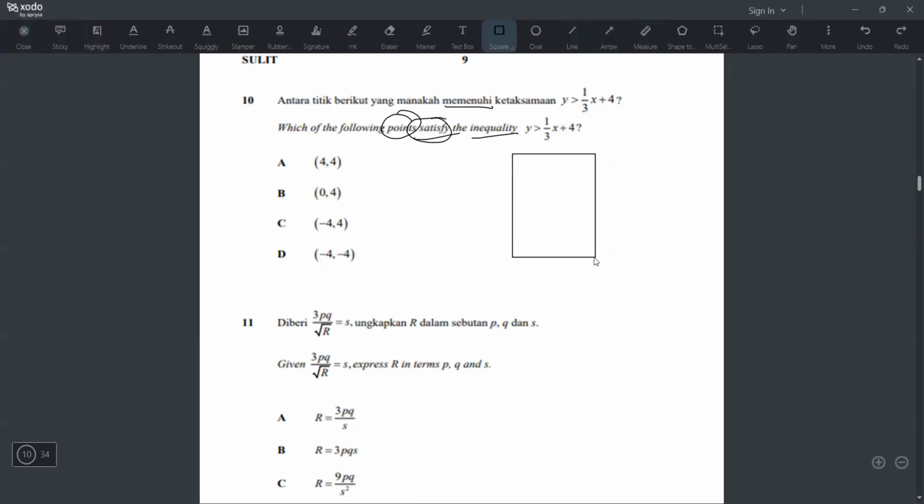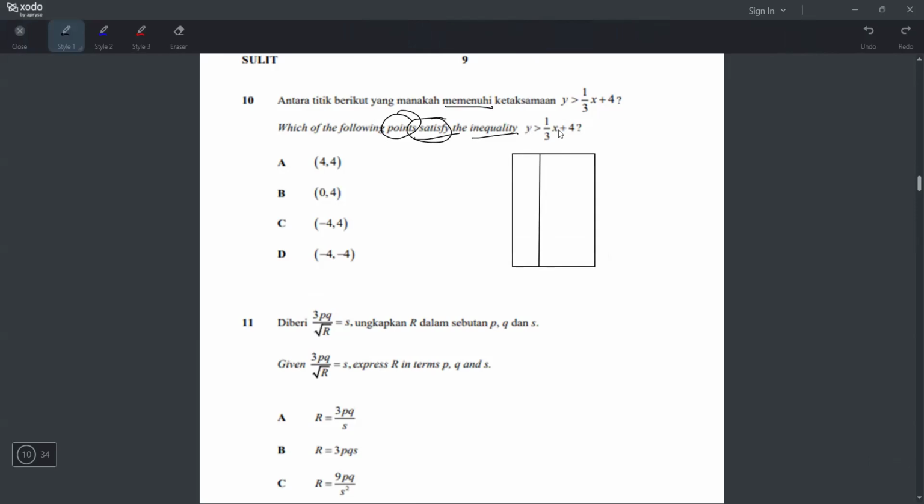So the method is like this: you make a table, and then you divide this table into left side and right side, right? On the left side, it says y. On the right side, it says 1 over 3x plus 4. So what you can do is just substitute inside and check whether your left-hand side is bigger than the right-hand side. If your left-hand side comes out bigger than the right-hand side, then we say it's satisfied. Then we can say this point is inside the shaded region. But it has to be left side bigger because they put bigger, right?